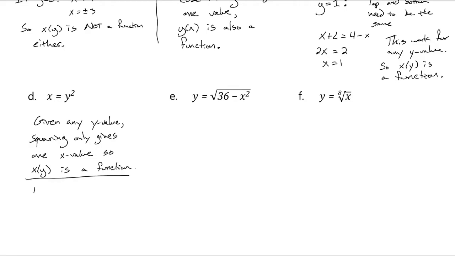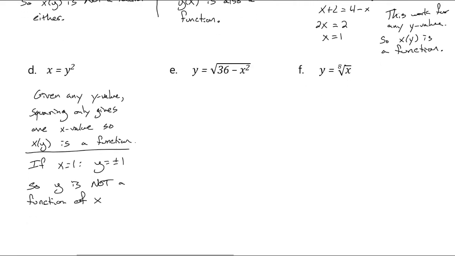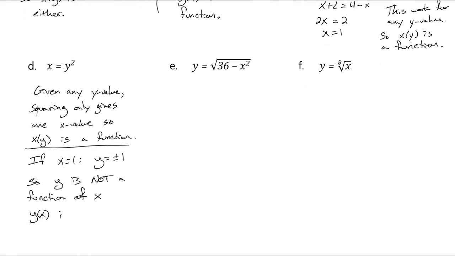On the other hand, if x equals 1, then y could equal plus or minus 1, right? We could square plus or minus 1 to get an x value of 1. So y is not a function of x. That is, y of x is not a function. Given an x value, we could get more than one y value out.